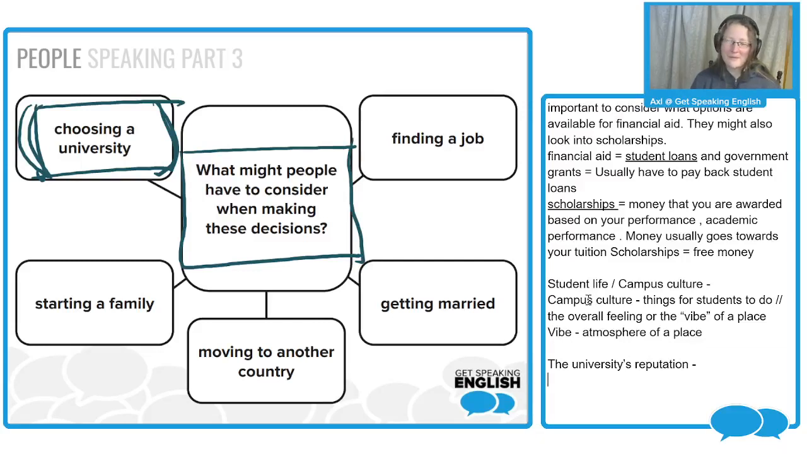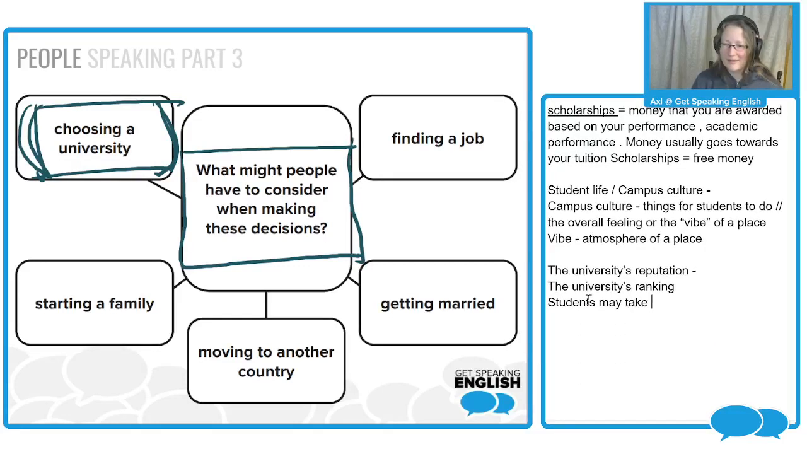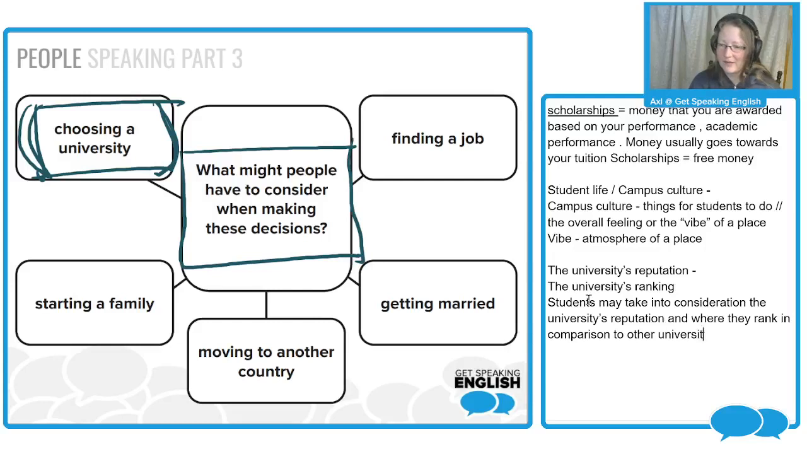Exactly, right? There are a lot of universities that are ranked, so students may take into consideration the university's reputation and where they rank in comparison to other universities. That's really important as well. Some universities are more suited for certain programs, so that's really important too. And then you can look at the success of their graduates afterwards too, right?